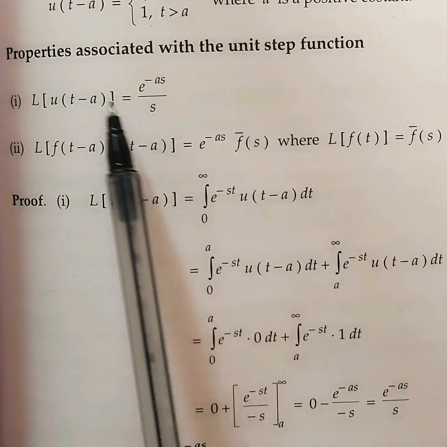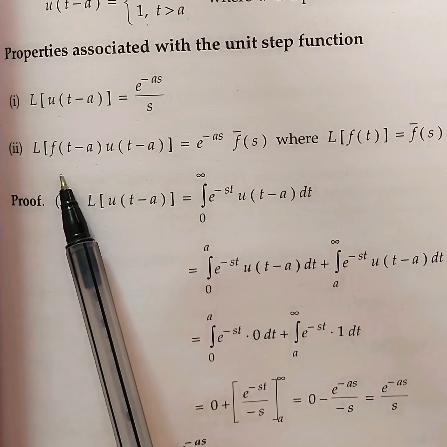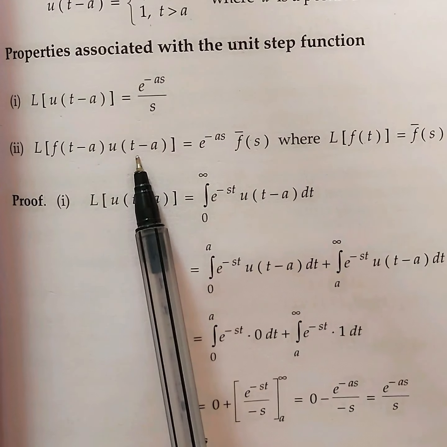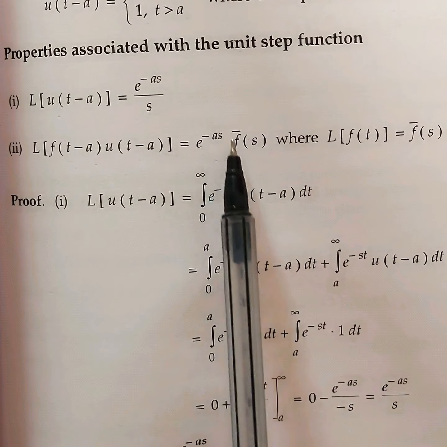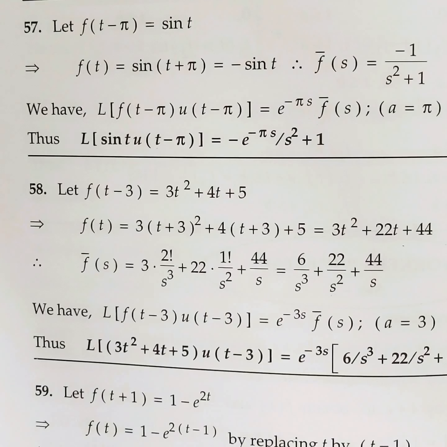What is the first one? Laplace of u of t minus a is e power minus as by s, and Laplace of f of t minus a into u of t minus a is equal to e power minus as into f bar of s. Now, let us see some problems.